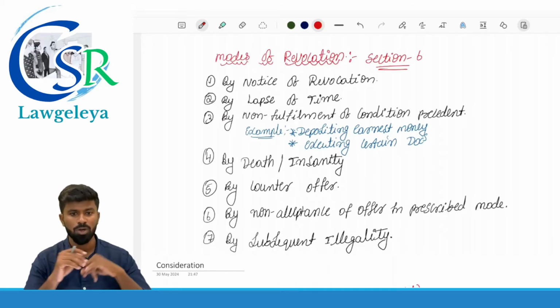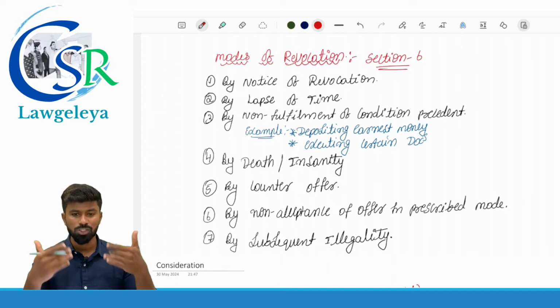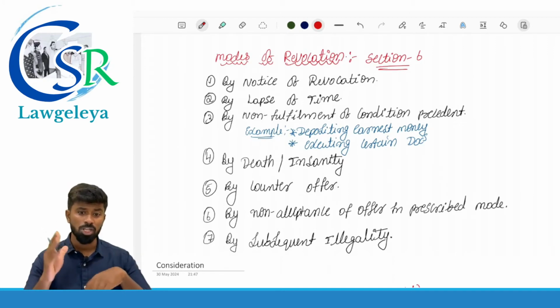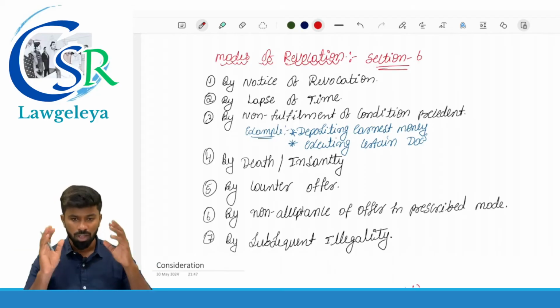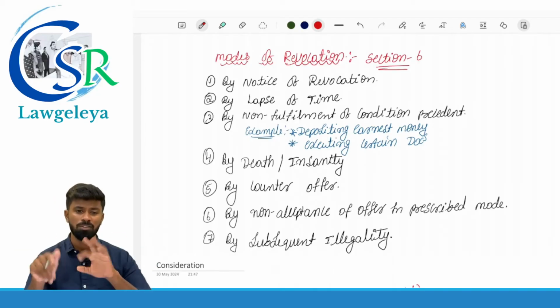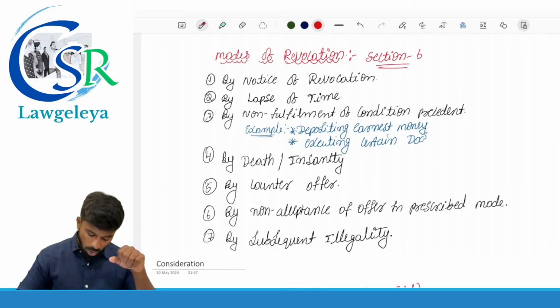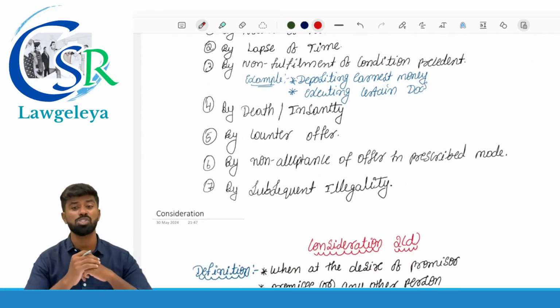Counter offer, we know what is counter offer. When the offeree offers to accept the offer of the offerer subject to conditions and modification, such an offer is called what offer? Counter offer. In case of counter offer, which offer will lapse? Original offer will lapse.